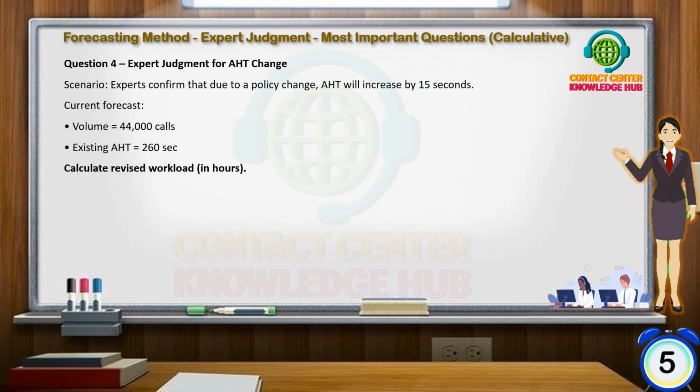Alright, let's move to question 4. Expert judgment for AHT change. Here's the scenario. Experts confirm that due to a policy change, the average handle time, or AHT, will increase by 15 seconds. We currently have a forecasted volume of 44,000 calls. Existing AHT is equal to 260 seconds. Calculate revised workload in hours. Think for a moment.